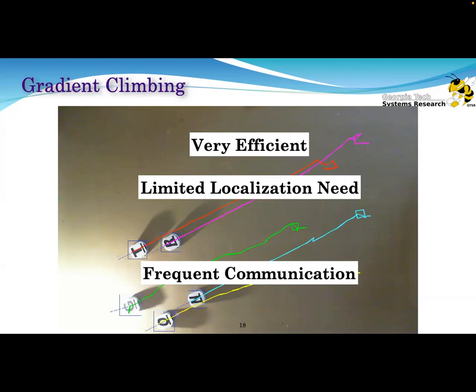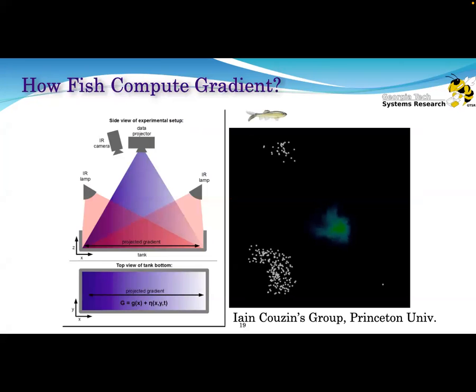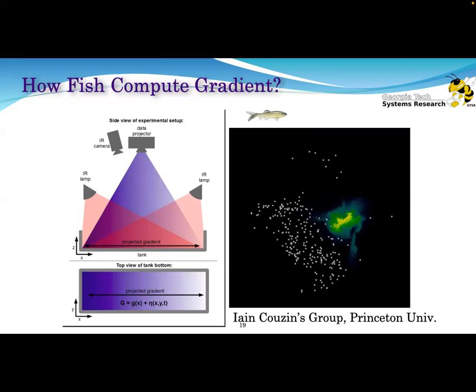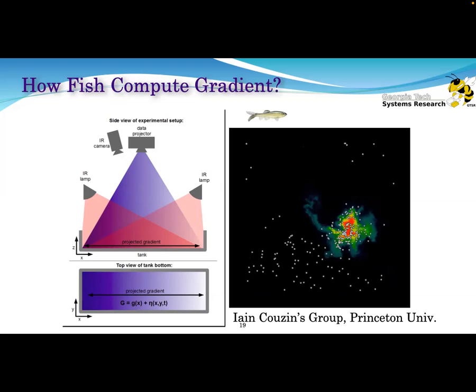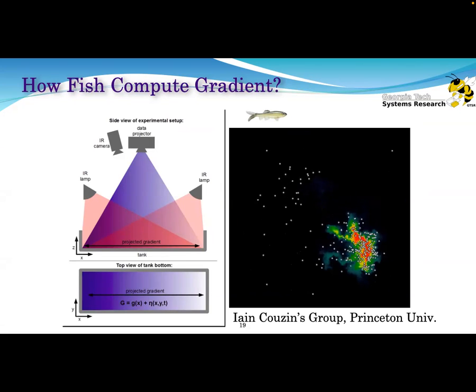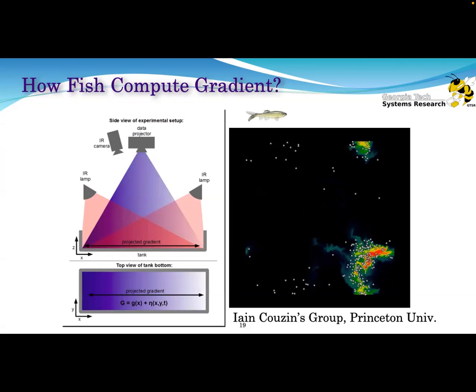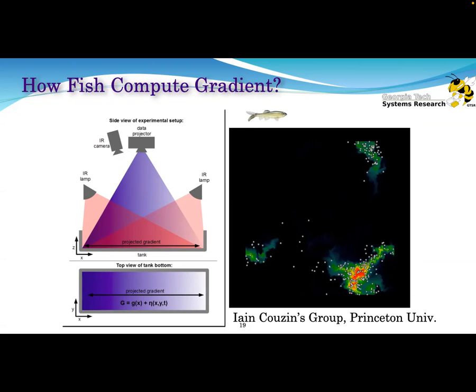Okay, so then the question would be, can we learn from animals about a strategy that doesn't require frequent communication? So again, we look at fish behaviors. This experiment was done by Iain Couzin's group, then at Princeton University, but now Iain is at one of the Max Planck Institutes in Germany.